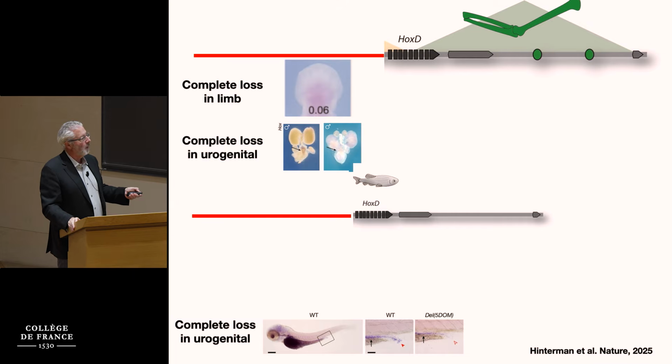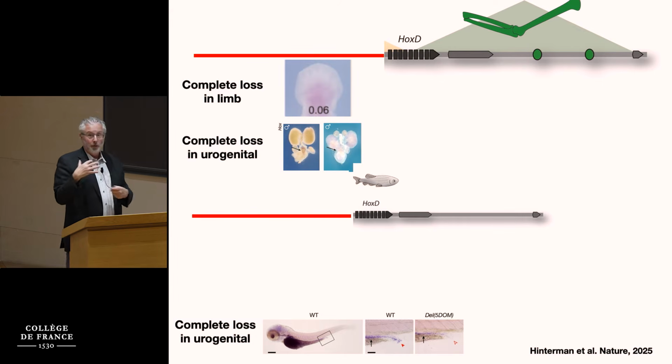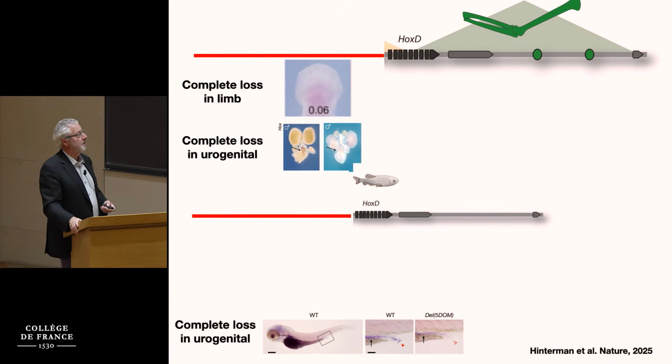Now let's zoom in on the wild-type here, and you can see the expression here in the cloaca, the urogenital area. And what's important is the comparison where that region is deleted. And where that region is deleted, you see you've lost expression entirely. Okay, so this region is really playing a very important role in driving expression in the urogenital system.